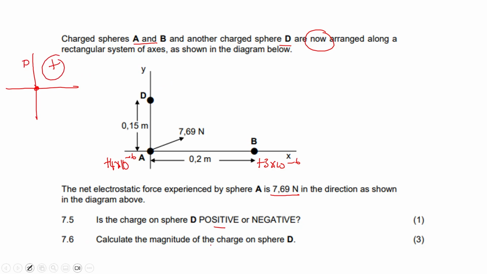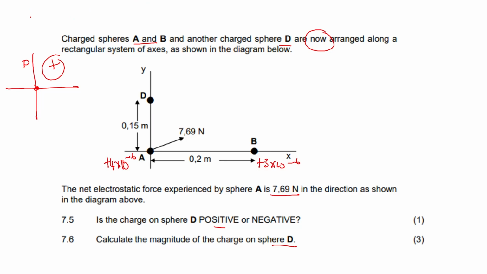7.6, calculate the magnitude of the charge on sphere D. Let me just show you this calculation. So, what do we have? We have the net force, which is 7.69. We can calculate the electrostatic force of A and B because we have been given the charges. Then what will we have as our unknown? The electric force between A and D. But what do they want? They want the charge of D. So we can use that electrostatic force to get the charge of D. Let me show you how we do it.